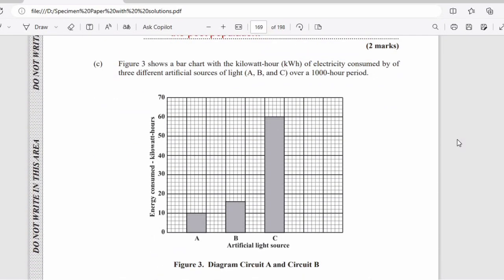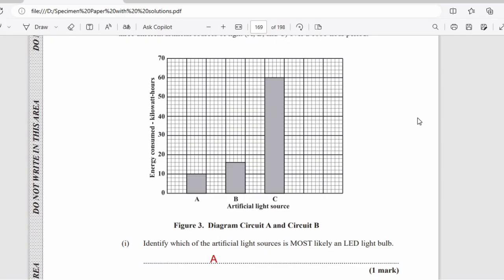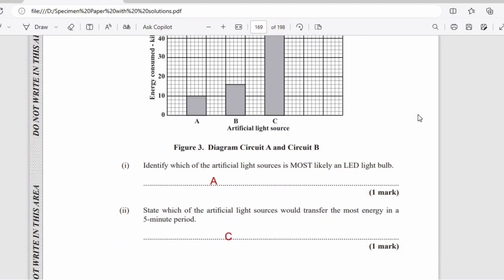Now, the last part of the question says, figure 3 shows a bar chart with the kilowatt hour of electricity consumed by 3 different sources of light. So A, B, and C over 1,000-hour period. So we have the energy consumed, kilowatt hours, and the artificial light source being A, B, and C. Now identify which of the artificial light sources is most likely an LED light bulb. And an LED actually helps to save a lot of electricity. So we have A being our answer there.